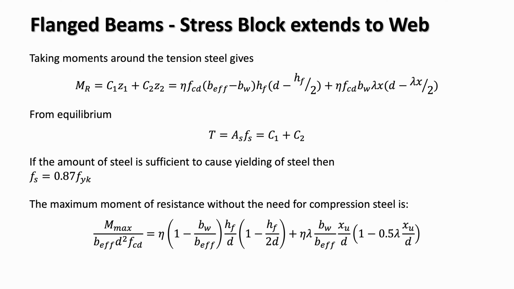If the area of steel is large enough for yielding to occur, the steel stress fs is taken as 0.87 fyk. Substituting these relationships and simplifying gives the expression for the maximum moment resistance of a flange section without the need for compression reinforcement. The final form separates the flange contribution and the web contribution, normalized by b_eff times d squared times fcd, and uses the limiting neutral axis depth xu consistent with the Eurocode strain limits.